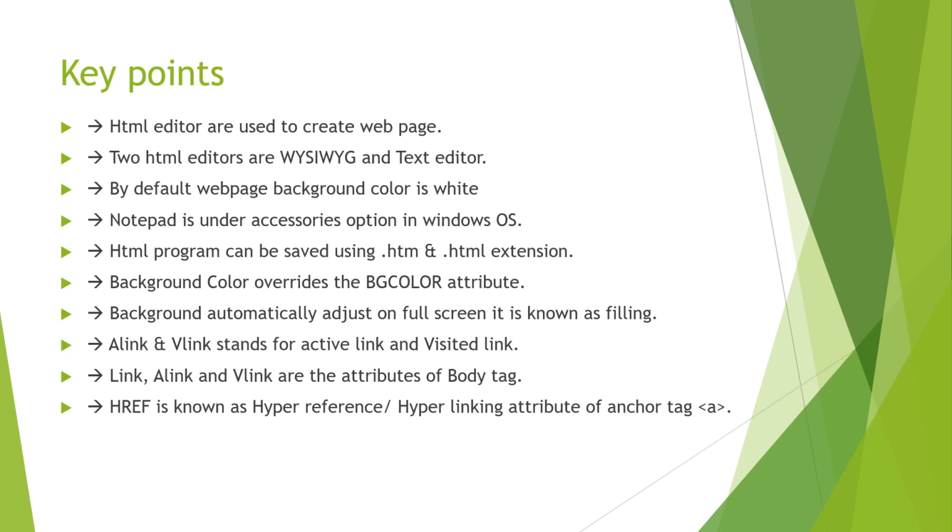And how can we save the HTML program? An HTML program can be saved by using two extensions. We can write .htm and .html, like abc.htm or abc.html. And bgcolor is overridden by background. It means if we have applied two properties, background and bgcolor, in that case background will be displayed and bgcolor will be hidden.